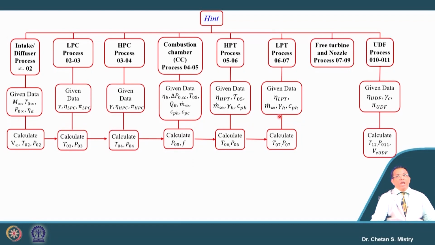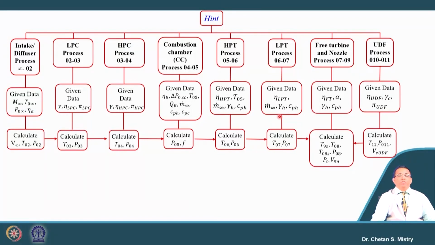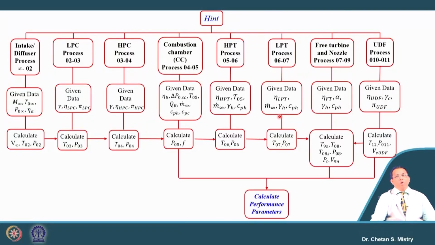As we have discussed, we have a free turbine and a nozzle. Combined, we put them here, and for this we are given the split factor. We also have the isentropic efficiency of the free turbine. Based on that, we can calculate the static temperature at the exit of the power turbine, the exit temperature at the nozzle, and based on that the exit velocity from the nozzle. Once we have all this information, we can calculate the performance parameters of this engine.